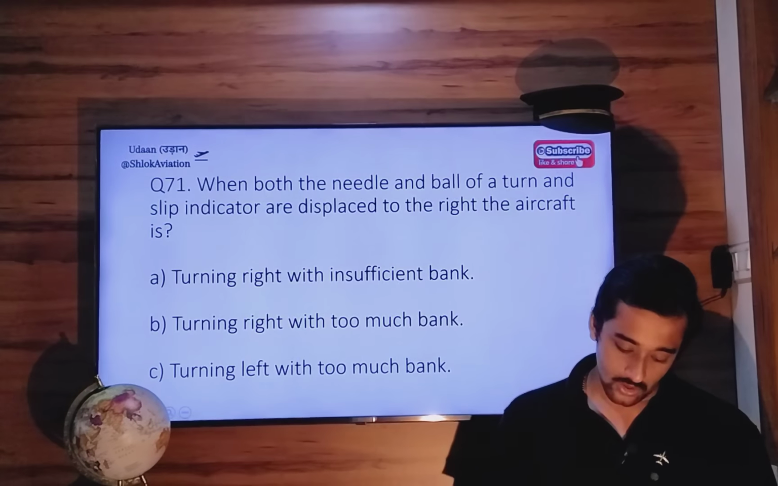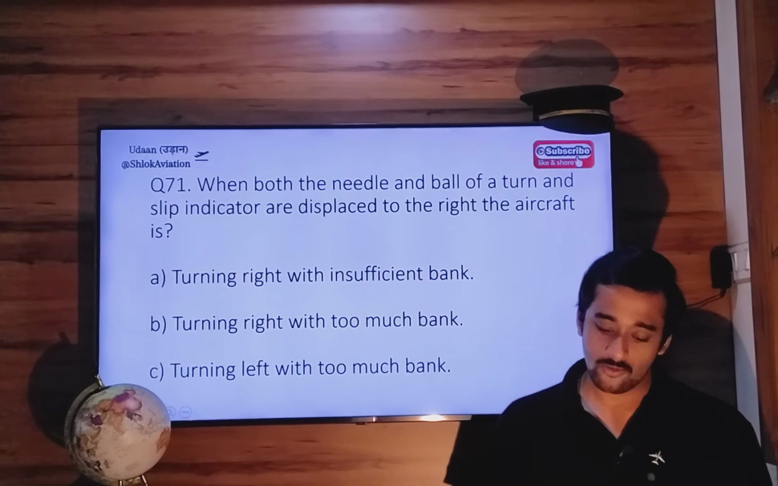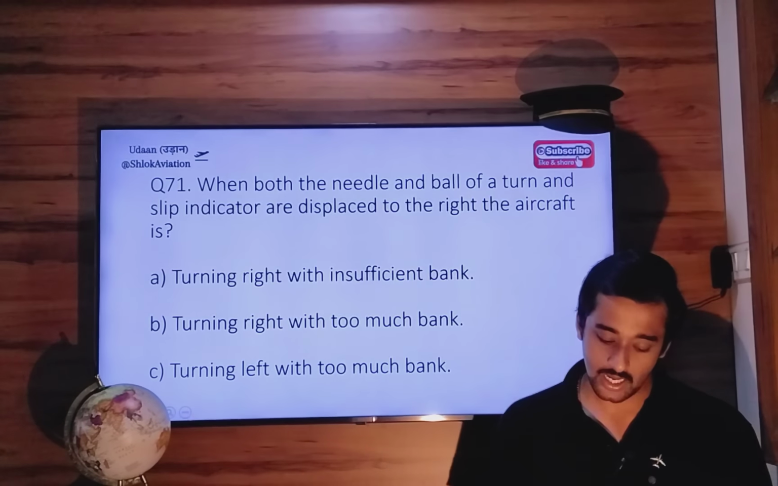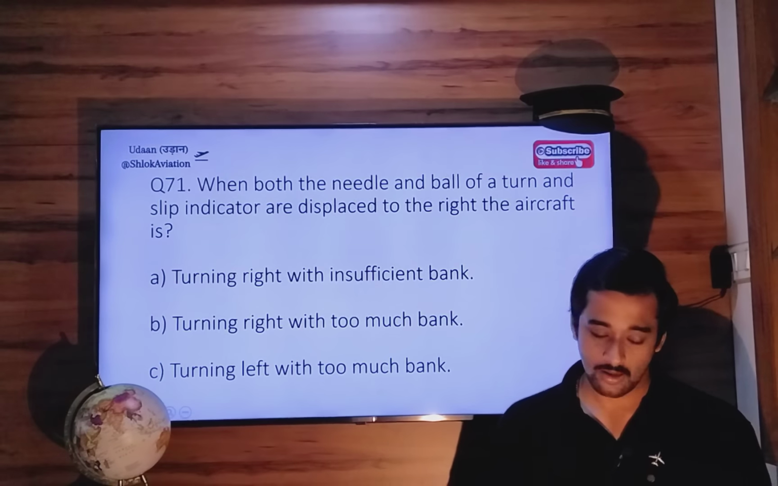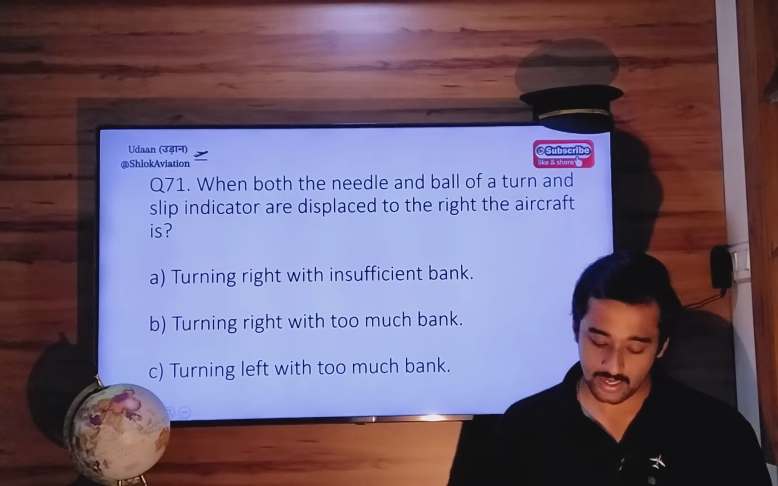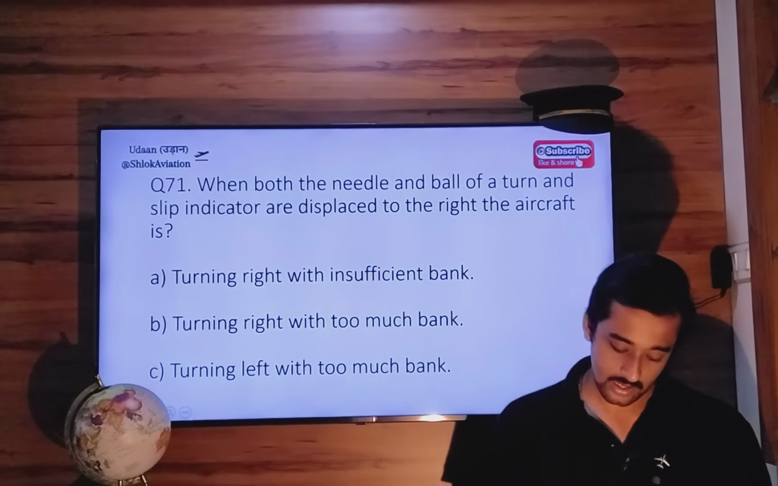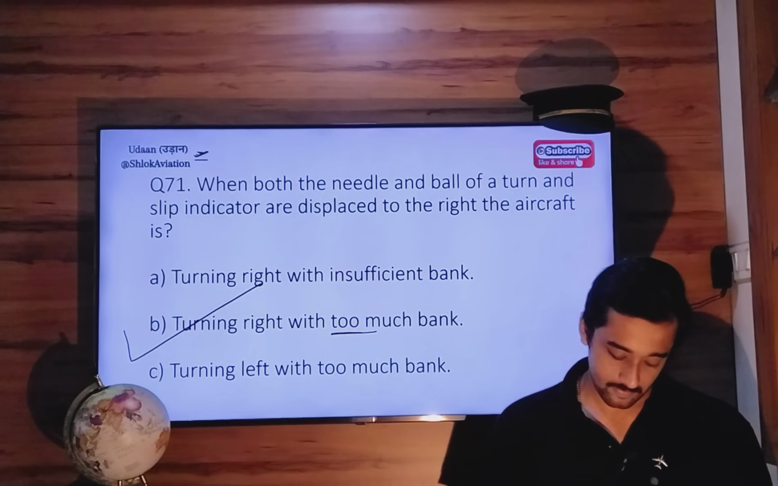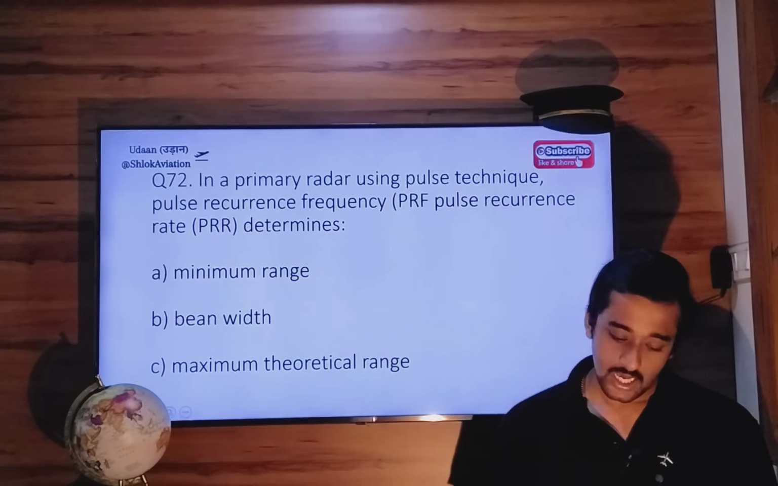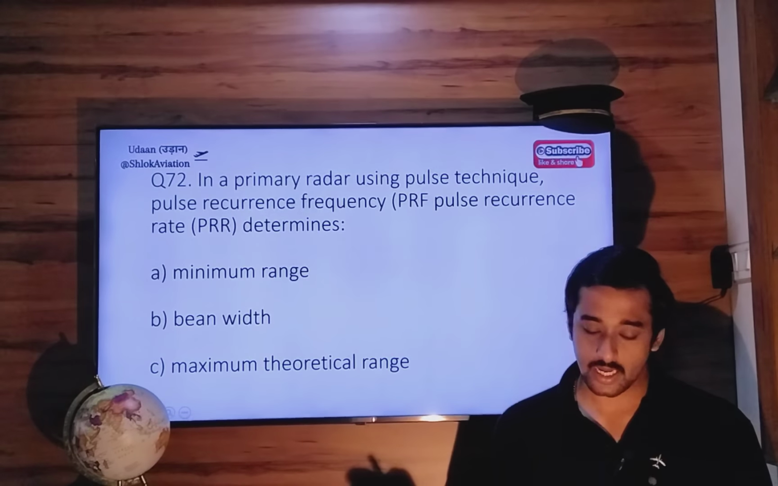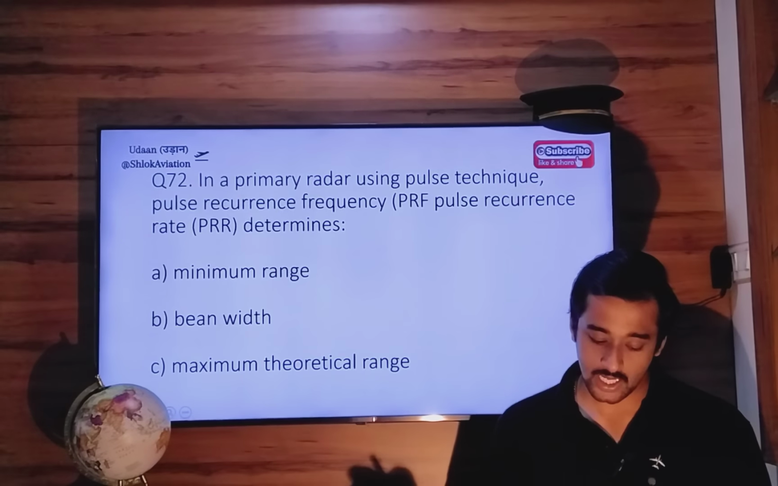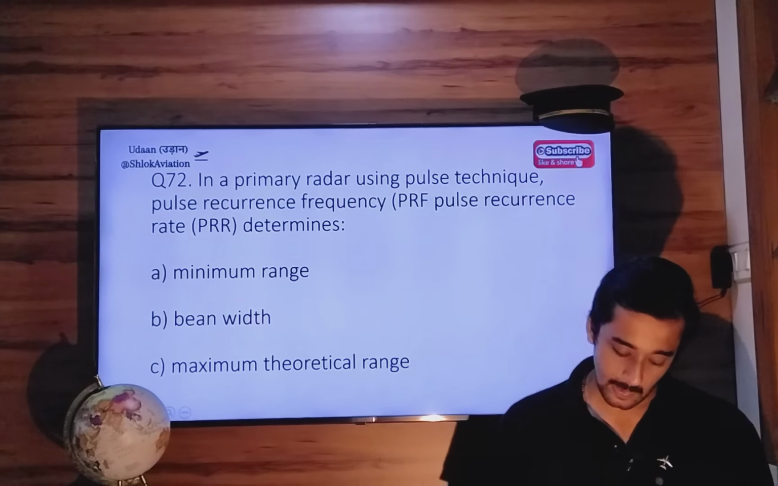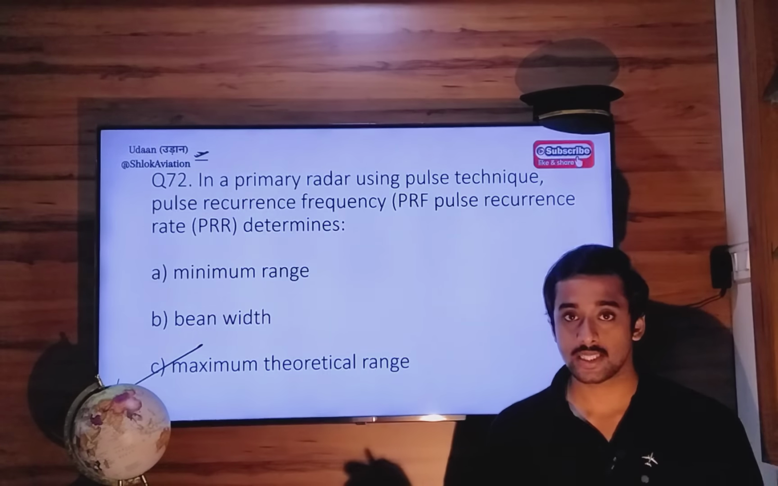Okay, so when both needle and ball of a turn and slip indicator are displaced to the right hand side, the aircraft is turning right with too much bank, extra bank. Next. In a primary radar using pulse technique, pulse recurrence frequency determines minimum range, beam width, maximum range. So the correct answer is option B.